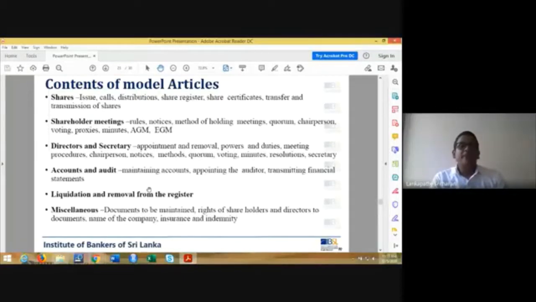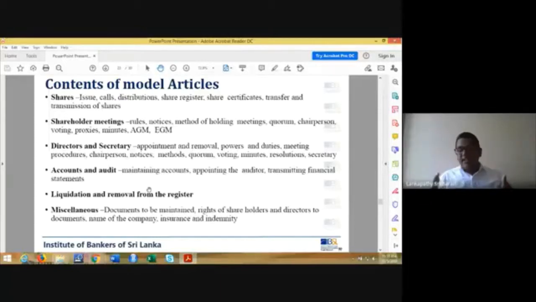Accounts and audit matters are also mentioned in the article of association, and the liquidation and removal from the register is also mentioned, and miscellaneous things. There are documents to be maintained, rights of the shareholders and directors to documents and name of the company, insurance and indemnity. Those information also have to be mentioned in the article of association. Generally, the model article of association has all this information.